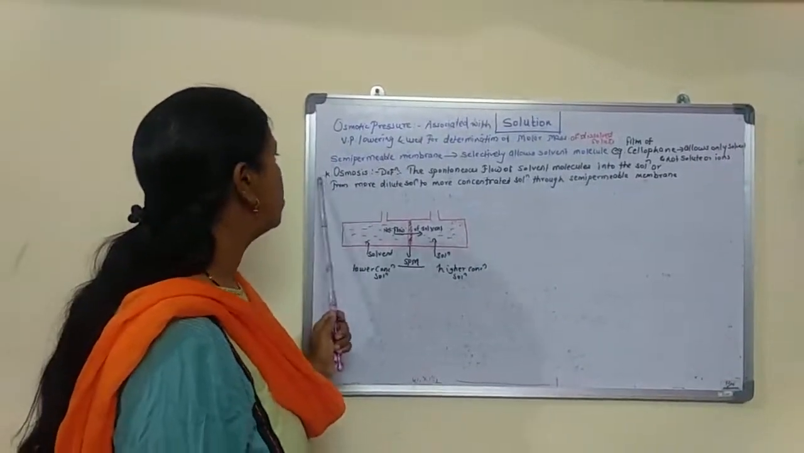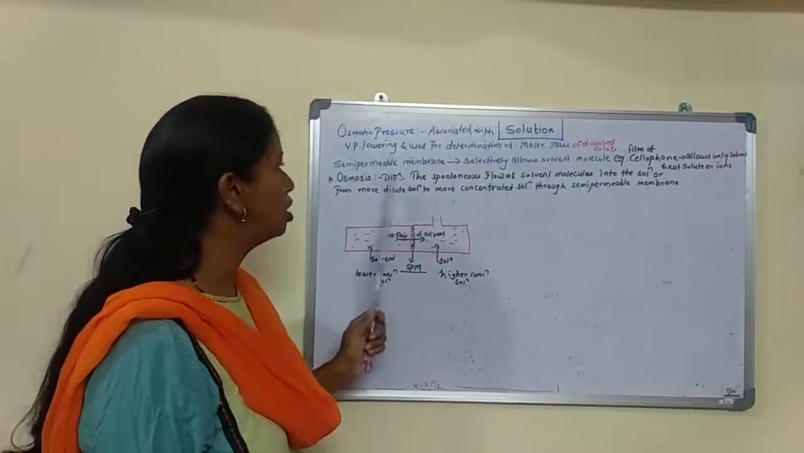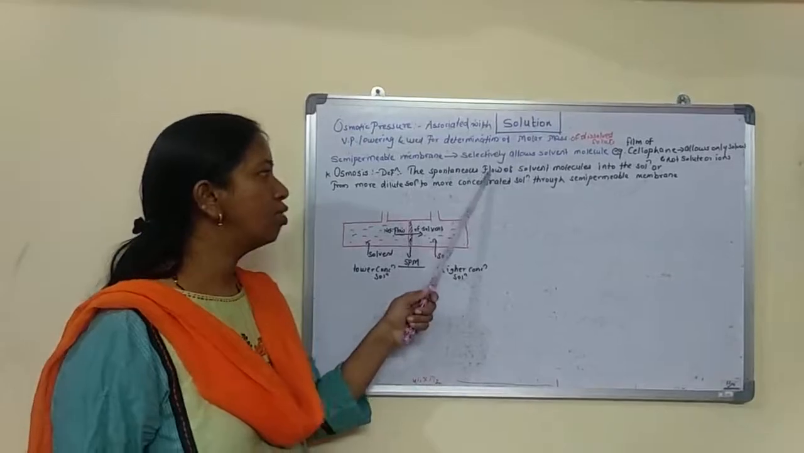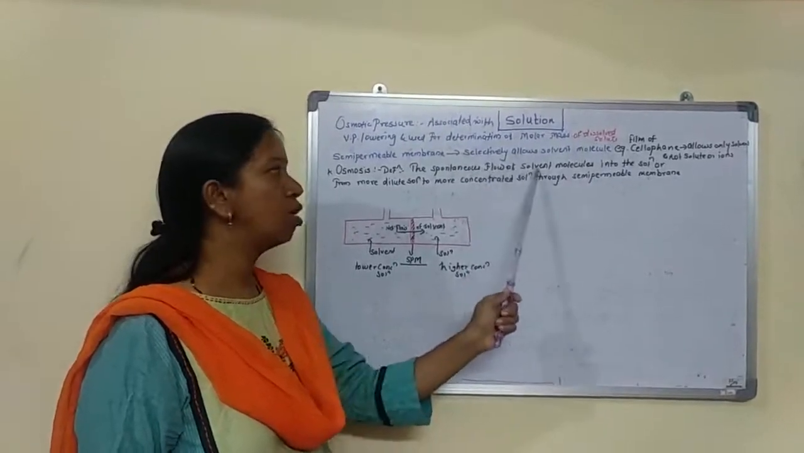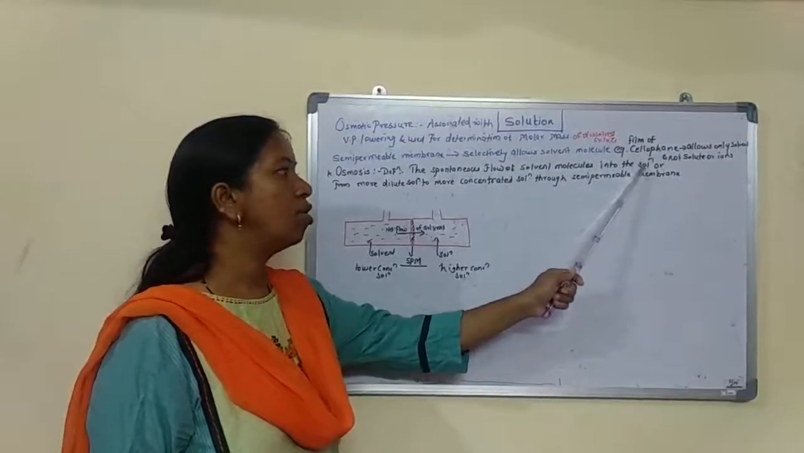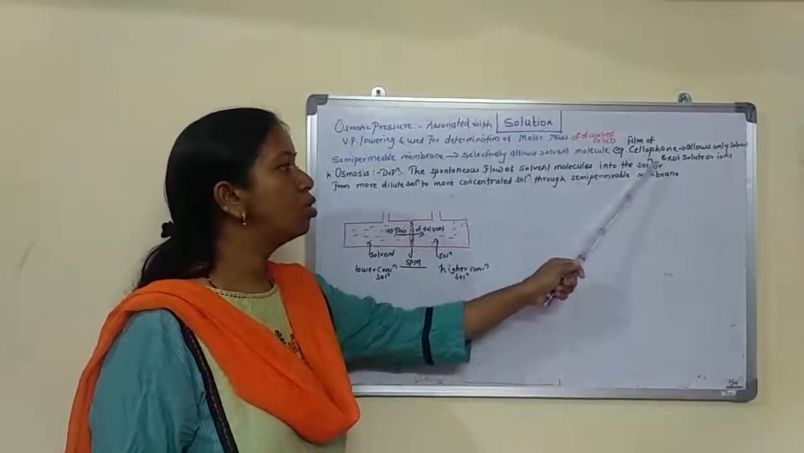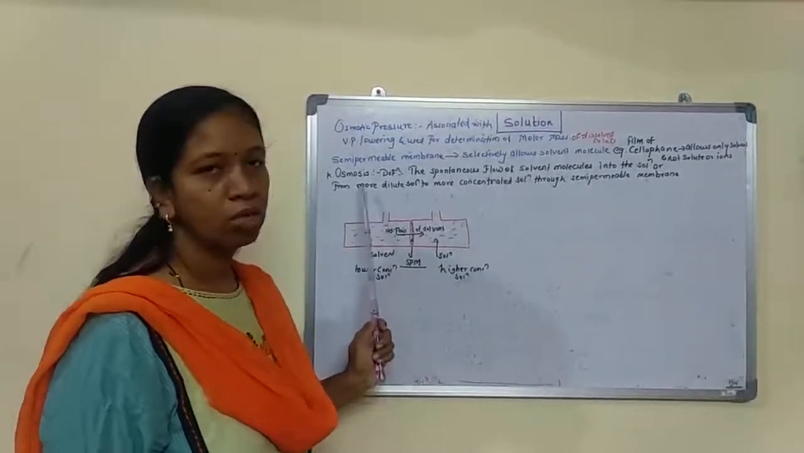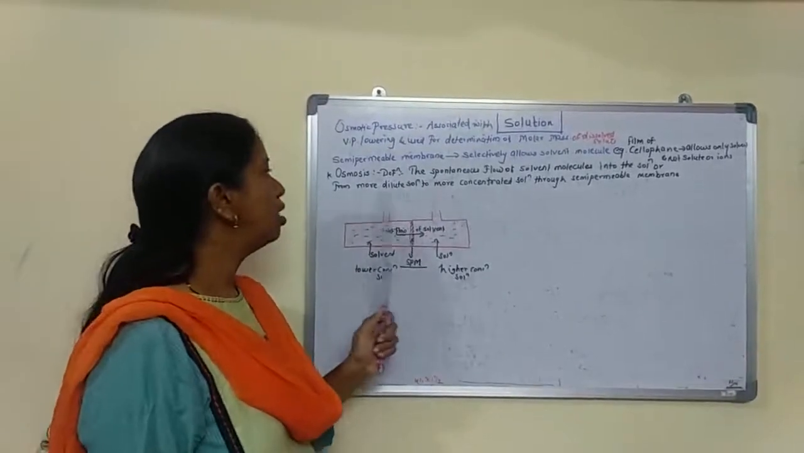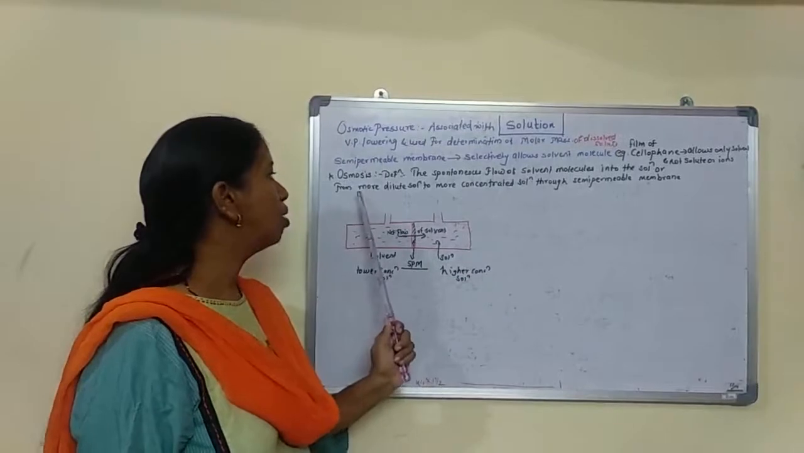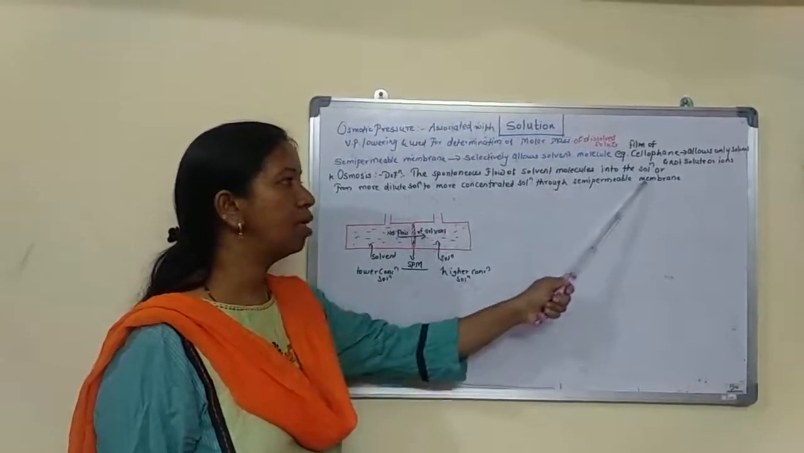So the next point is osmosis. What is meant by osmosis? The definition of osmosis is the spontaneous flow of solvent molecules into the solution. Pure solvent molecules pass into the solution, or if you have two solutions, one with a lower concentration and one with a higher concentration, the solvent molecules flow from the more dilute solution to the more concentrated solution through the semi-permeable membrane.